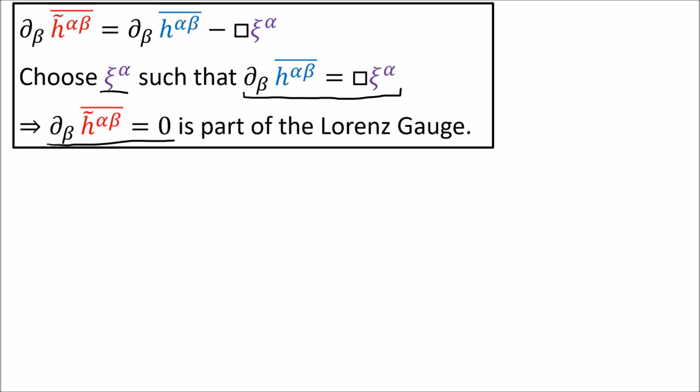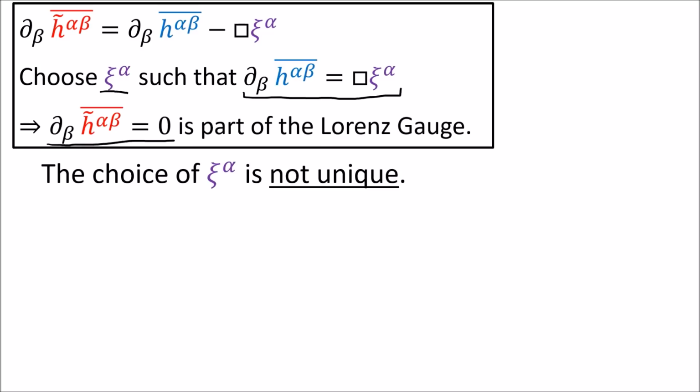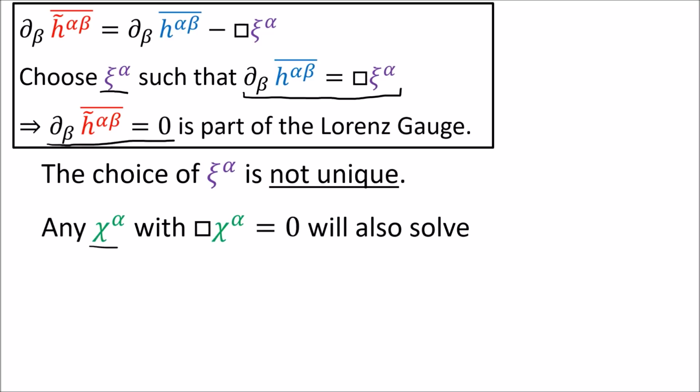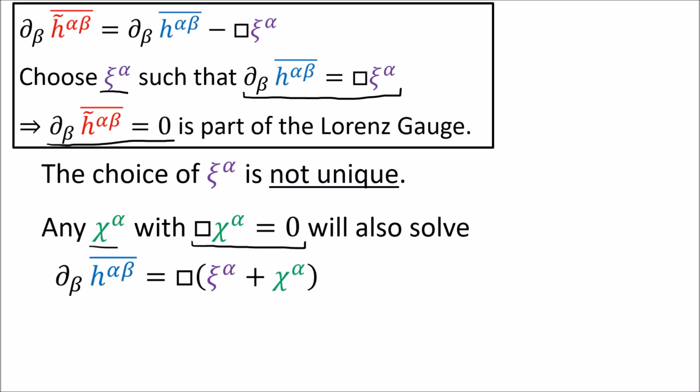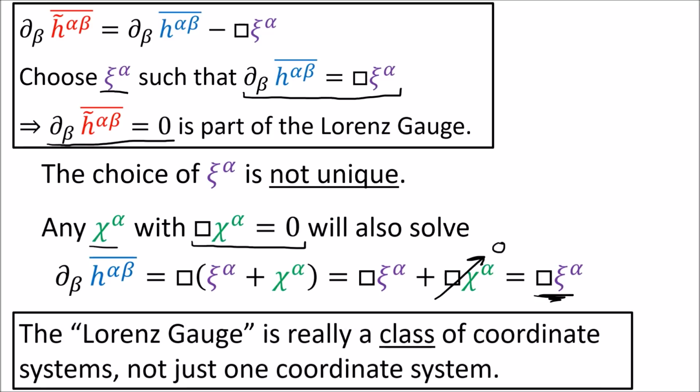Now, it's important to notice that the choice of displacement field psi for getting the Lorenz gauge is not unique. For example, a second displacement field chi that has the property of having a zero D'Alembertian can be added to psi. And since its D'Alembertian goes to zero, this differential equation is still satisfied. So the displacement field psi plus chi will also bring us to a Lorenz gauge coordinate system. So the Lorenz gauge is really a class of coordinate systems, not just a single coordinate system, since there are multiple different coordinate systems that satisfy the Lorenz gauge condition.